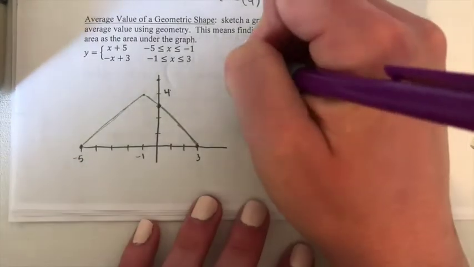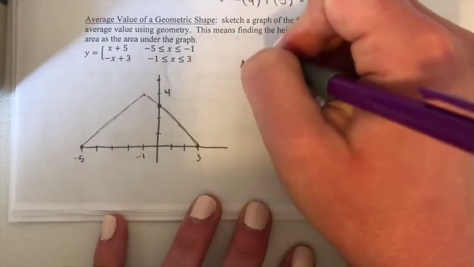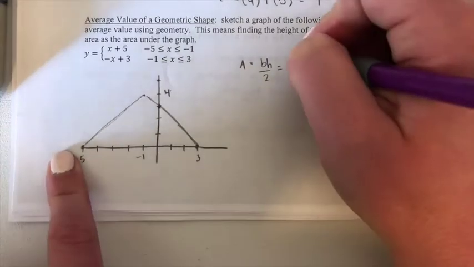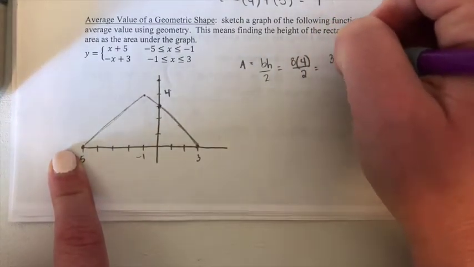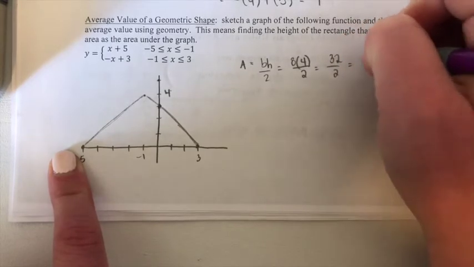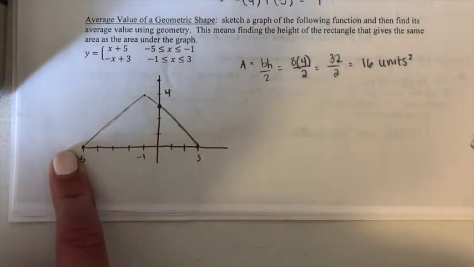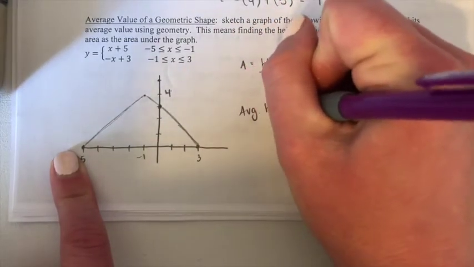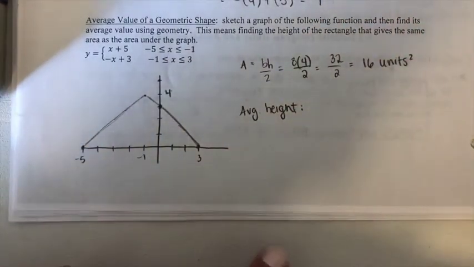So if we figure out the area of this thing using a triangle formula, it would be base times height divided by 2. So the base, we've got 8 units across times 4 units up divided by 2. So 32 divided by 2, so 16 units squared. If we figure it out by using the average height times the base, we're going to see if that's the same thing.